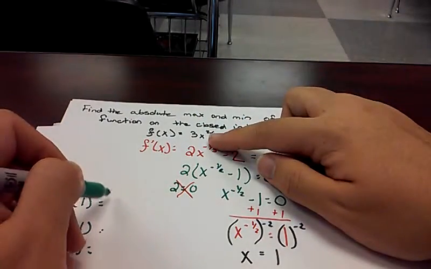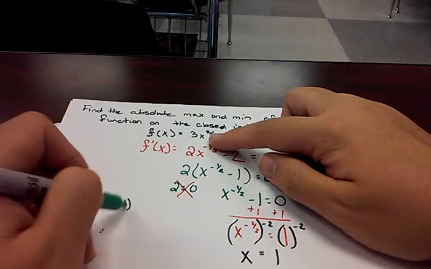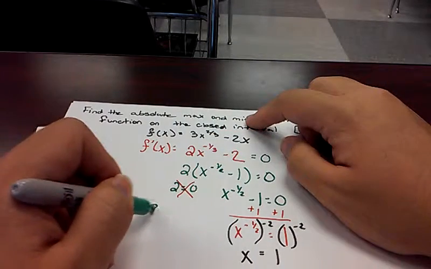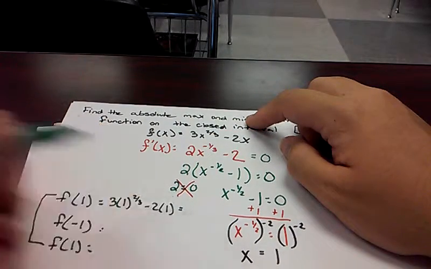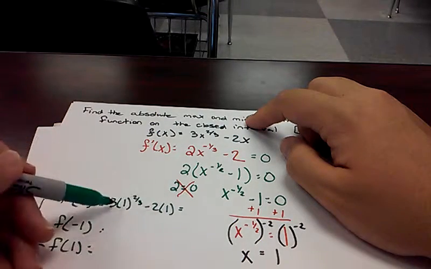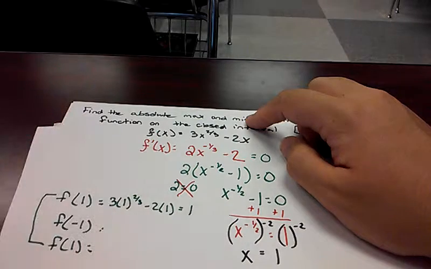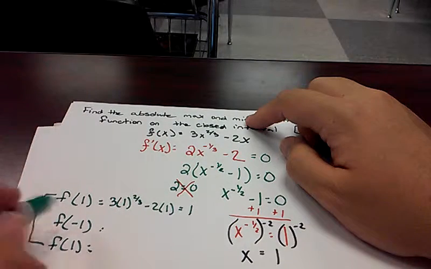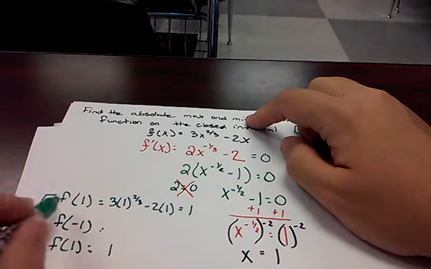So I'm going to plug in 1, so 3 times 1 to the 2/3 minus 2 times 1. And a calculator would come in handy, but this is going to be 3 times 1, and this is going to be 2 times 1, so 3 minus 2, that gives me 1. And then this is also 1 because it's the same value.